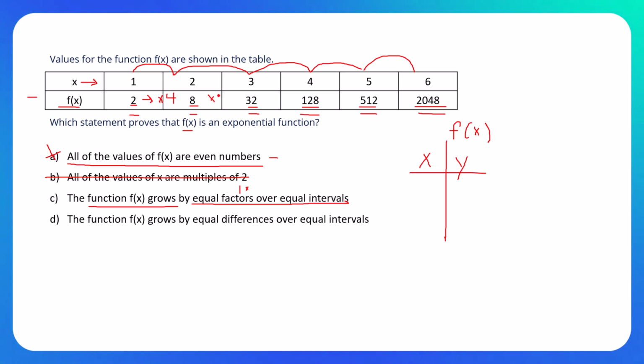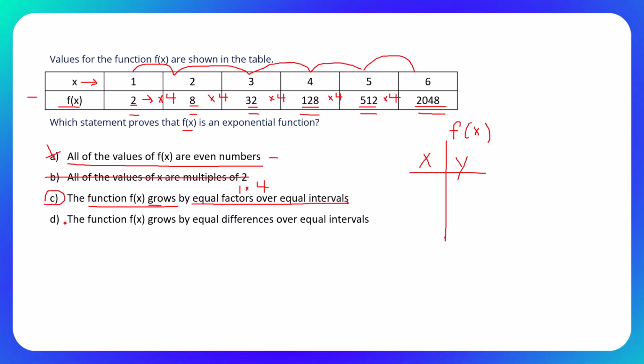Is 8 times 4 32? Yes. And is 32 times 4 128? Yes. And is 128 times 4 512? The answer is yes. And is 512 times 4 2048? So the factor is 4. That's our growth factor. Okay, so C is the correct answer.